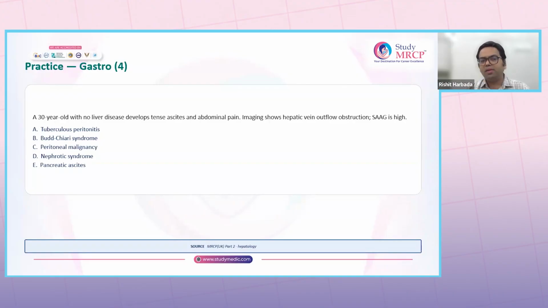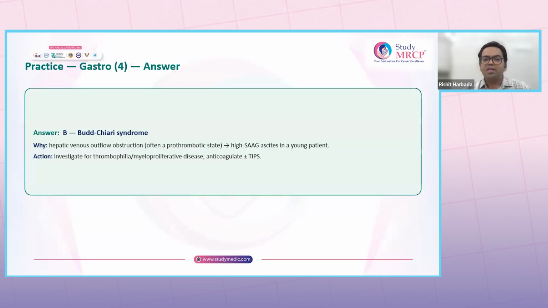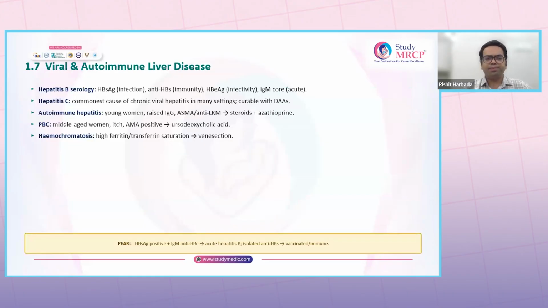And if you see all the other causes, that is malignancy, nephrotic, pancreatic, and tuberculous, they will all actually cause a low SAAG ascites. So the answer is Budd-Chiari because it's high. Patient has hepatic venous outflow obstruction, which is a low-flow thrombotic state. We're going to investigate for thrombophilia, MPS, anticoagulate. We're going to do the TIPS.